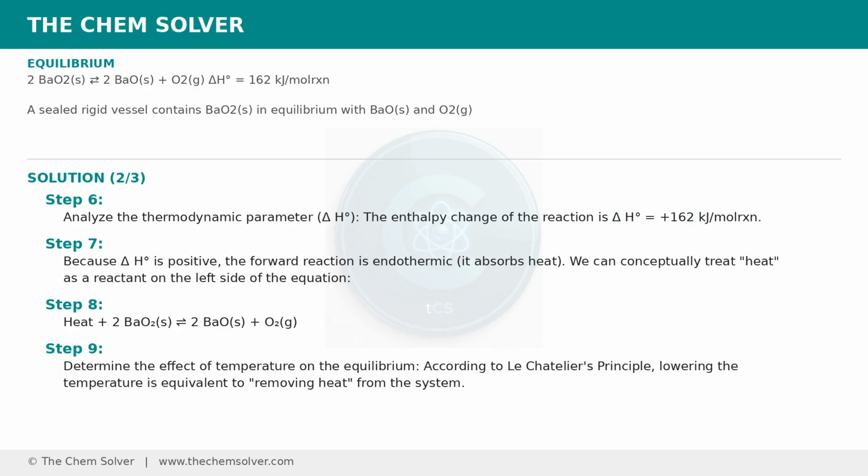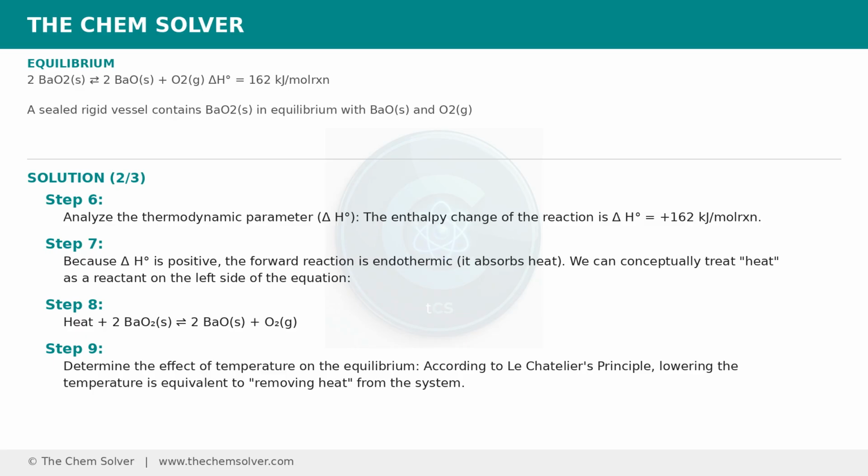Analyze the thermodynamic parameter delta H degrees. The enthalpy change of the reaction is delta H degrees equals plus 162 kilojoules per mole of reaction. Because delta H degrees is positive, the forward reaction is endothermic. It absorbs heat. We can conceptually treat heat as a reactant on the left side of the equation.